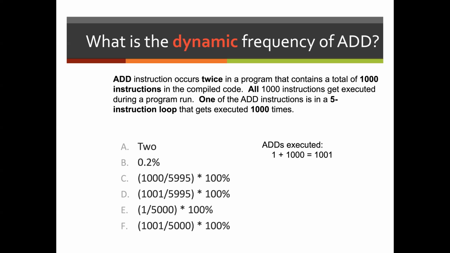So now let's consider the total instructions that are executed. We have 1,000 instructions minus 5 plus 1,000 times 5. So we're going to have a total of 5,995 instructions. So to calculate the dynamic frequency, we're going to say 1,001 divided by 5,995 times 100% to get our dynamic frequency.